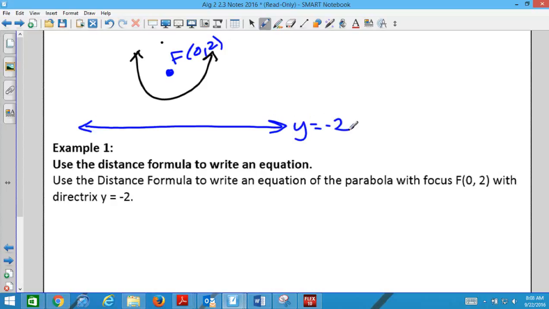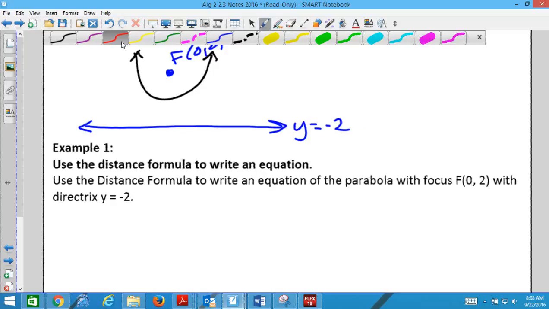Remember, if it's an equation that is just y equals, it's going to be horizontal, which is opposite of when we did the AOS, the axis of symmetry. That was vertical, right? So y equals -2 is going to be horizontal. And that was our directrix.